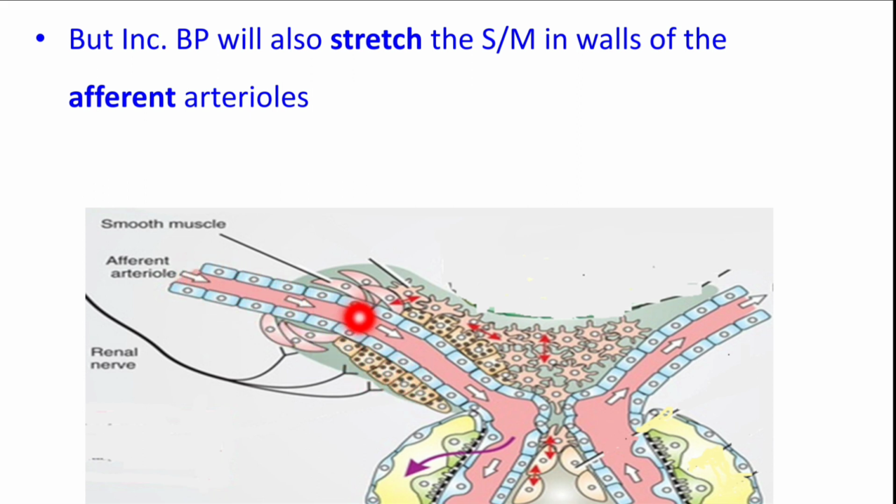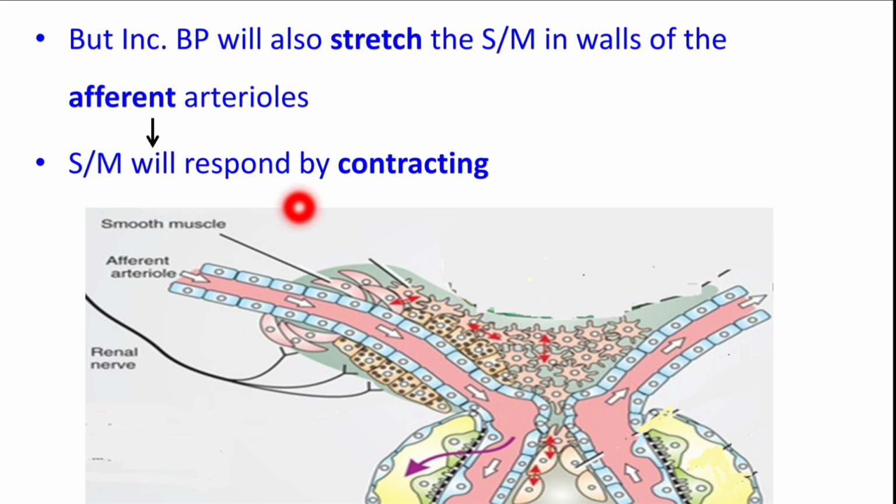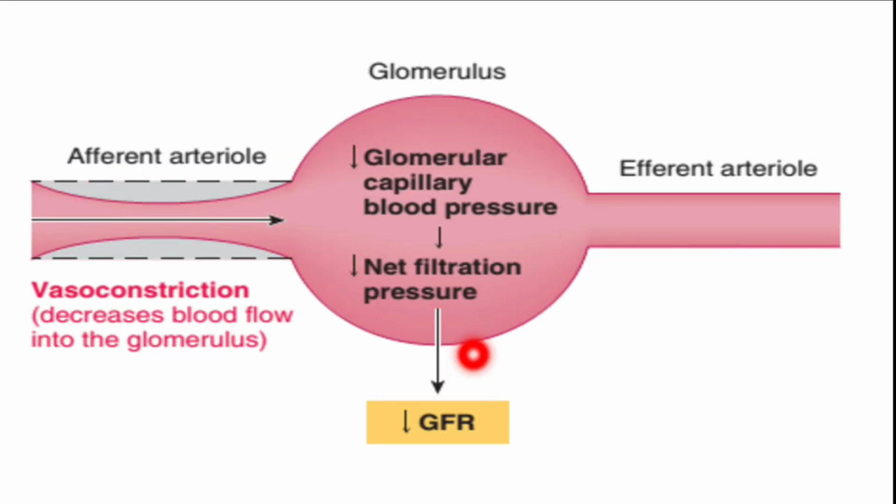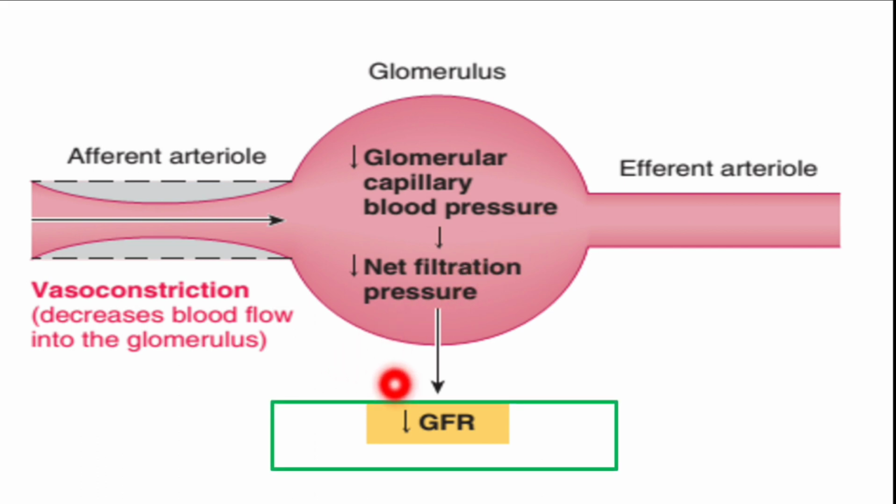So when our blood pressure increases, this smooth muscle in the wall of the afferent arteriole gets stretched, and when it gets stretched, the smooth muscle responds by contracting. The smooth muscle here in the wall of the afferent arteriole contracts, and it means that there is vasoconstriction of the afferent arteriole. So due to this vasoconstriction, as you can imagine, the renal blood flow will decrease, and glomerular capillary hydrostatic pressure will also decrease, and GFR will also decrease back to normal.